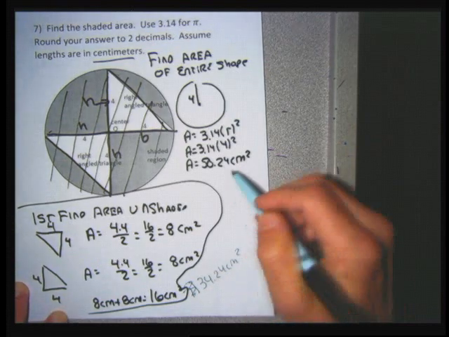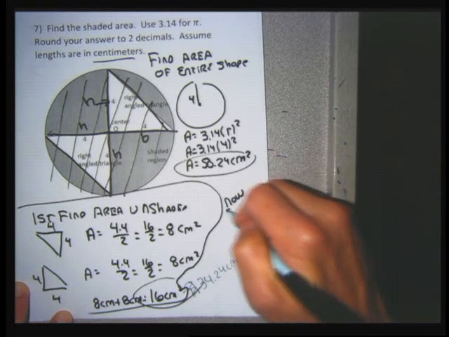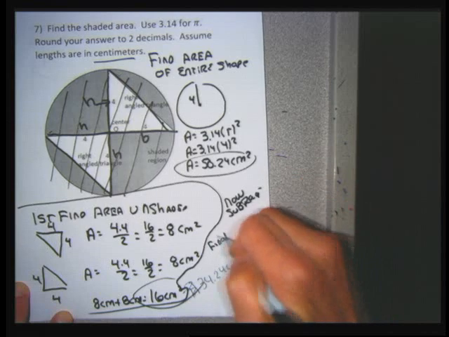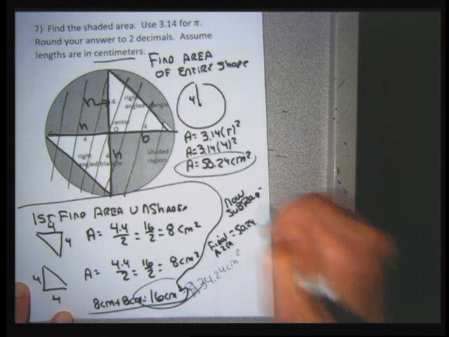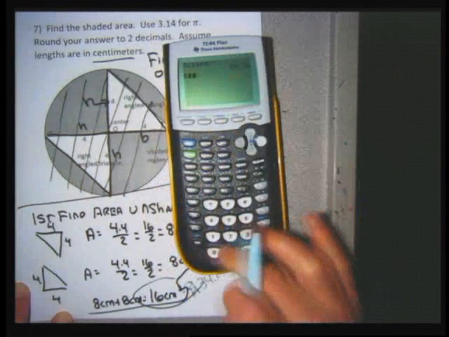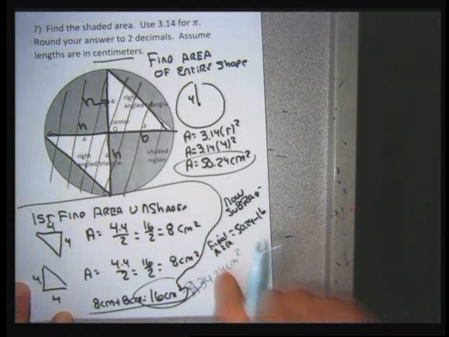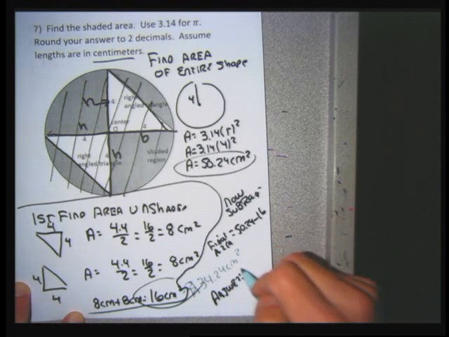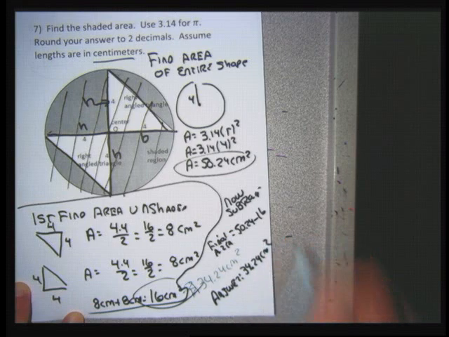And for my final answer, I subtract. So I'm going to take this minus this. Now subtract. The bigger minus the smaller number. So the final area is going to be 50.24 centimeters squared minus 16 centimeters squared. So it's 50.24 minus 16, and I get 34.24, and then I have the units on. So my answer, the shaded area for this, is 34.24 centimeters squared.